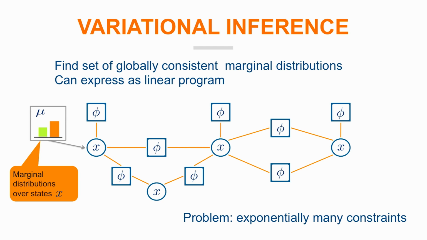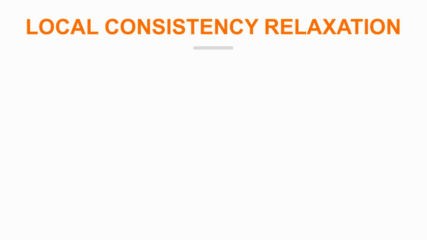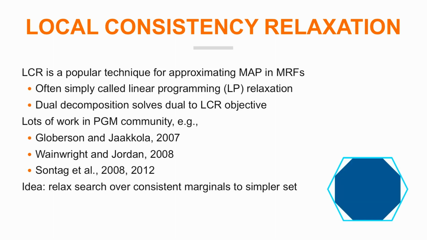So what people do very commonly in the machine learning literature is they use something called local consistency relaxation. And the basic idea, I'm going to show it more with a picture, but I want to reference it as a very, very active area in graphical models inference. But the basic idea is you have these exponentially many constraints. We're going to relax some of them, leave some of them off, and then solve it.